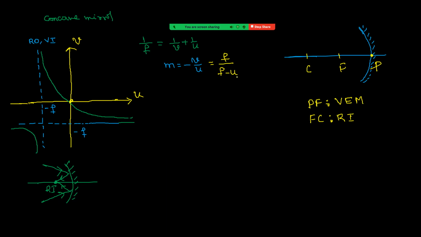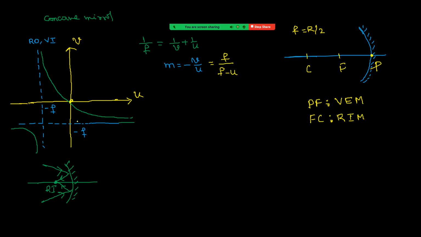Next, see carefully. U is now less than 2F, because we have learned that F equals R by 2. We are focusing in between F and center of curvature. When U is greater than F, m is negative, but you can see this value is not greater than 2F. Is the point clear? U greater than F, but less than 2F. Because in between F and C, less than 2F means the modulus value is greater than 1. So it is magnified.